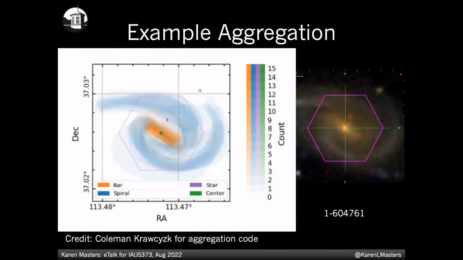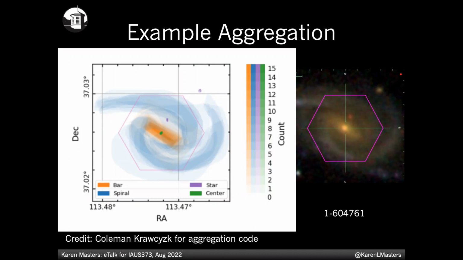We then have to aggregate the data. And so this is an example of what that aggregation looks like. We complete a task on a specific galaxy when 15 people had answered it. And then in the case of the foreground stars and galaxy centers, those are clicks, and those positional clicks are clustered using a DBSCAN clustering technique.